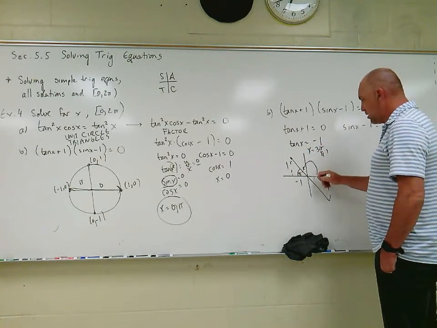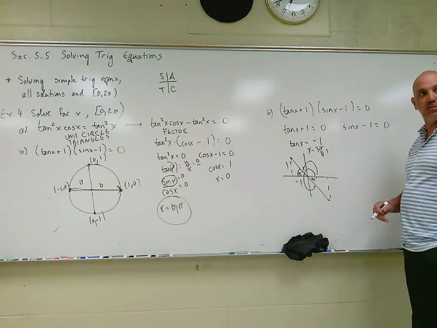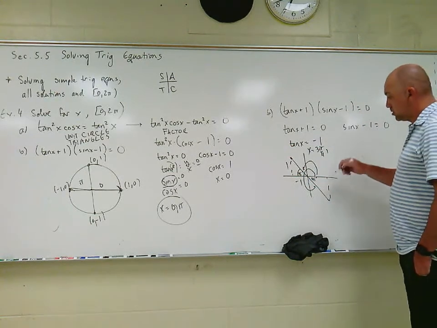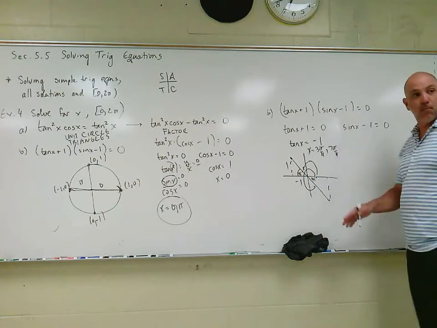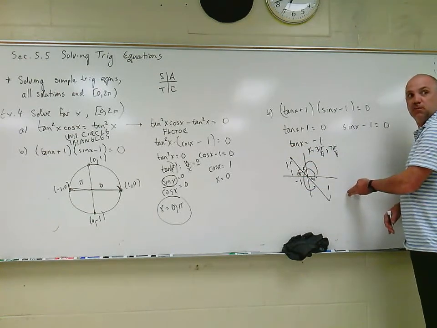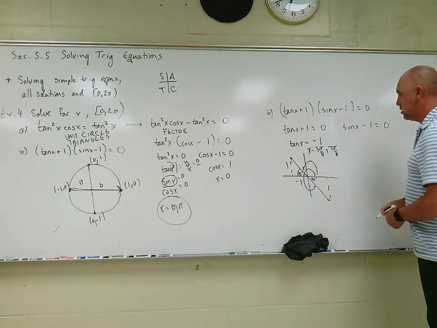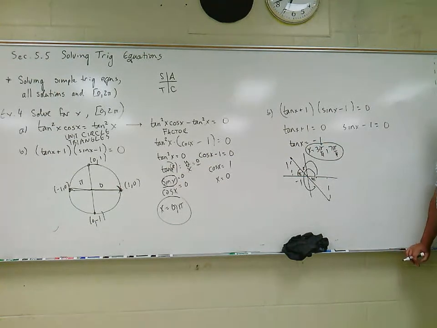Then here you know it's 45, so that's the reference angle, which is how much? 7 pi over 4. Remember to memorize: pi over 4, 3 pi over 4, 5 pi over 4, 7 pi over 4. It's the easiest way. All right, there are 2 answers.